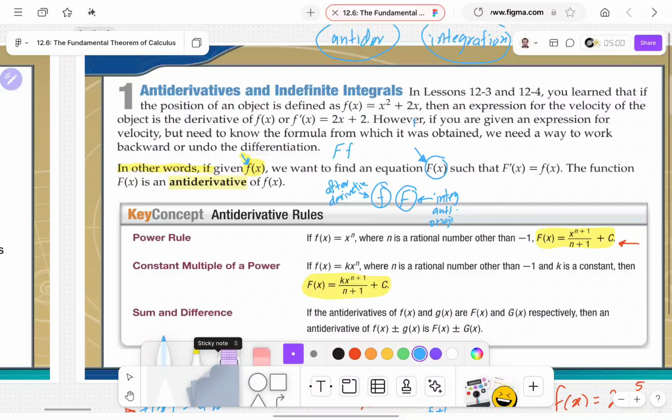Look at this one. If the question is telling you f prime x, and f capital, then this is the original equation after we integrated.